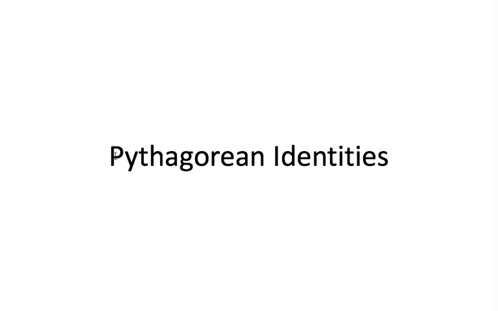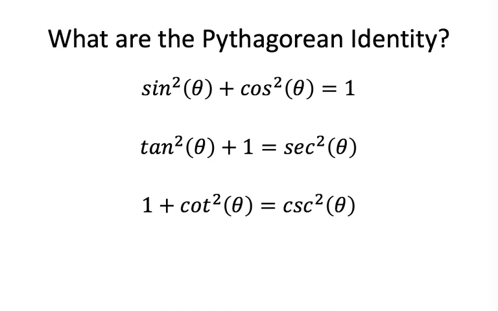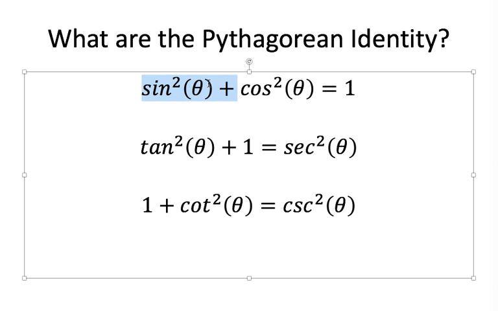This video is on the Pythagorean identities. There are three Pythagorean identities. Here they are. Sine of theta squared plus cosine of theta squared is equal to 1. Tangent of theta squared plus 1 equals secant of theta squared. 1 plus cotangent of theta squared is equal to cosecant of theta squared.